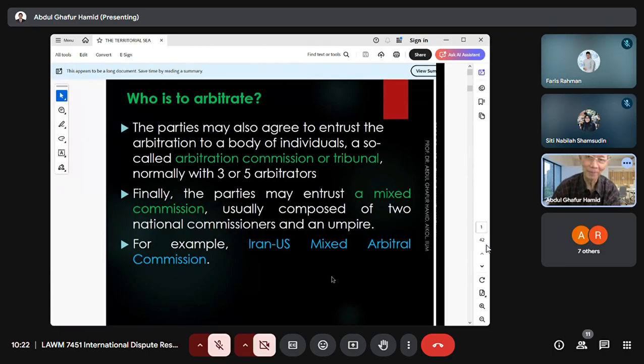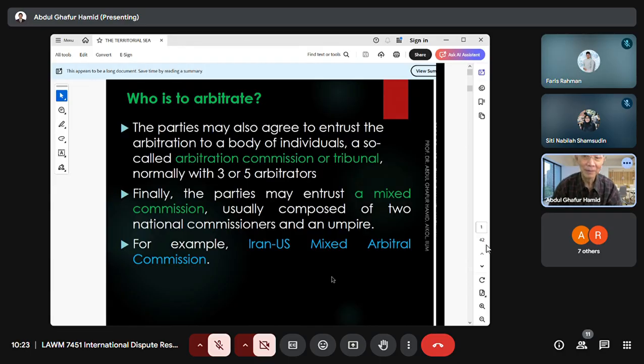This is the second type. The third type of arbitration is a mixed commission. A mixed commission is composed of 2 national commissioners. The 2 states appoint their own national commissioners. And the third one is the neutral one. He is known as an umpire. The umpire is the neutral one. So altogether 3. Both countries are involved, and also one neutral third party is involved. So that is called a mixed arbitral commission.